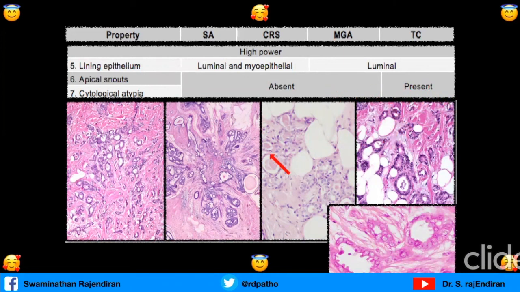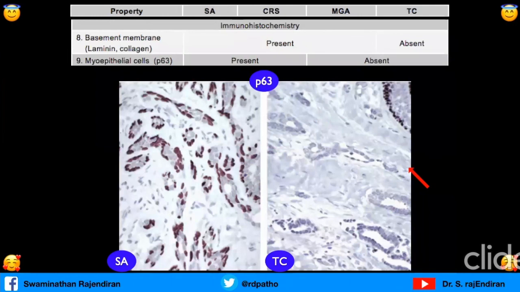So this is a classic example of sclerosing adenosis, complex radial scar, microglandular adenosis, and tubular carcinoma, and tubular carcinoma in high power that shows apical snouts. Angulated glands with apical snouts and desmoplastic stroma are characteristic of tubular carcinoma. Coming to immunohistochemistry, the basement membrane is present in all the benign lesions: sclerosing adenosis, complex radial scar, and microglandular adenosis, whereas it is absent in tubular carcinoma.